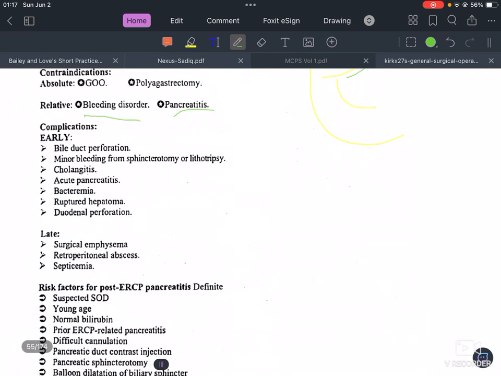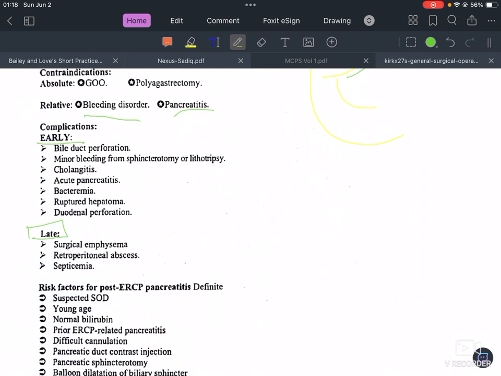Complication: there are several kinds of complication. We can differentiate it into early and late complication. Early complication includes early bile duct perforation, minor bleeding from the sphincterotomy or lithotripsy, cholangitis, acute pancreatitis, bacteremia, ruptured hematoma, and duodenal perforation.